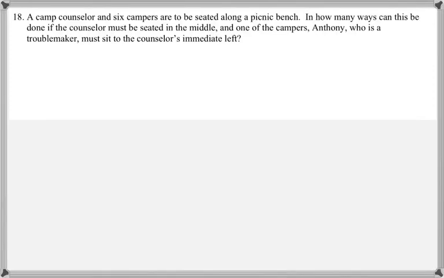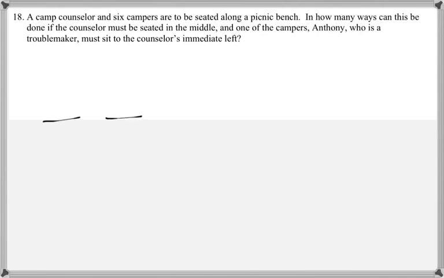A camp counselor and 6 campers are to be seated along a picnic bench. In how many ways can this be done if the counselor must be seated in the middle and one of the campers, Anthony, who is a troublemaker, must sit to the counselor's immediate left?